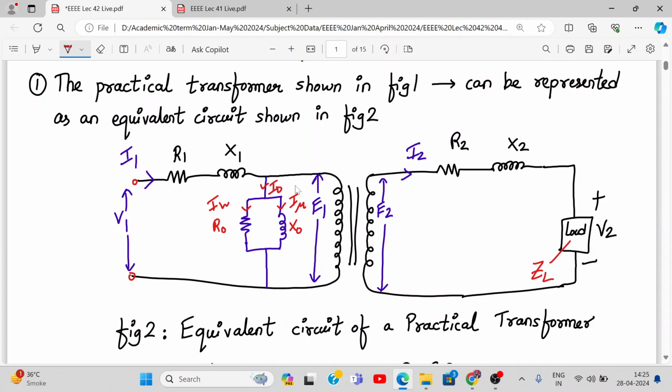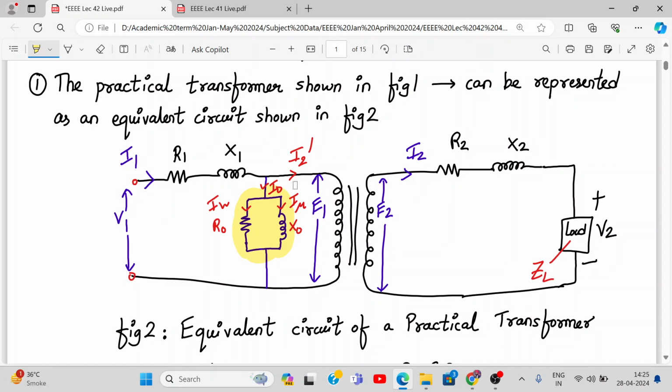Yes, sir. Okay. Now, since this I naught current is due to no load conditions, we have two components, IW and I mu, which are flowing through a resistor and an inductor, which are correspondingly R naught and X naught. So this primary current changes to I2 dash. Now I2 dash will be I1 plus I naught. Just a reflection of adding these components. So these components are extra, which have been added in the circuit. Because of that this current I1 becomes I2 dash.